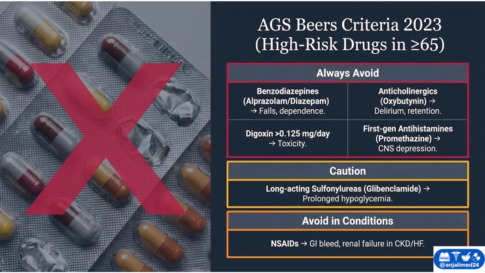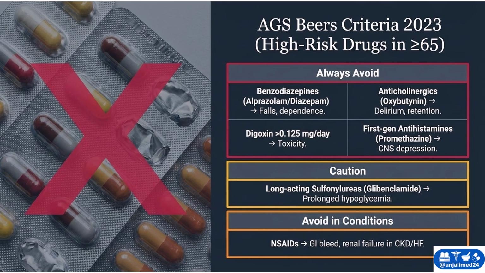AGS Beers Criteria 2023. High risk drugs in older adults. Elderly patients are uniquely vulnerable to medication-related harm. Age-related physiological changes alter how drugs are absorbed, distributed, metabolized, and eliminated. This is why geriatric pharmacotherapy requires special caution.